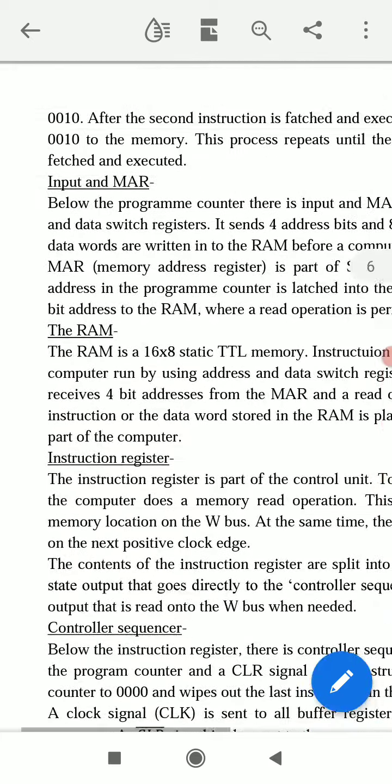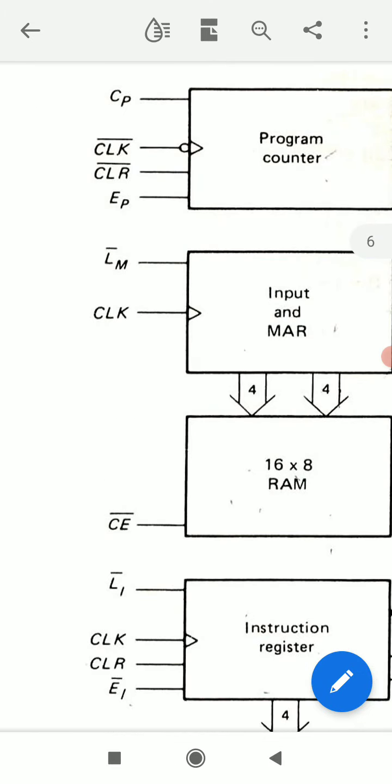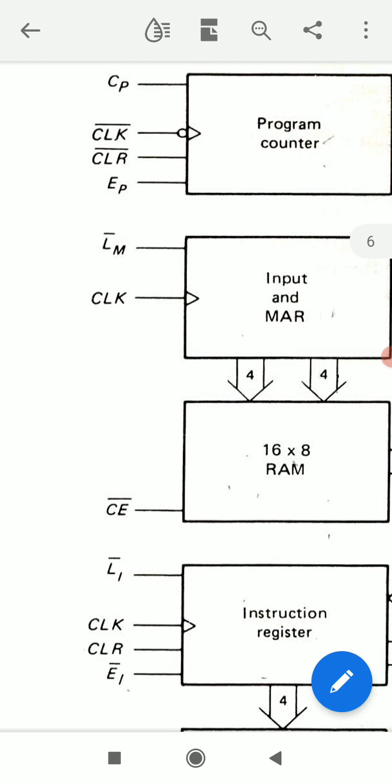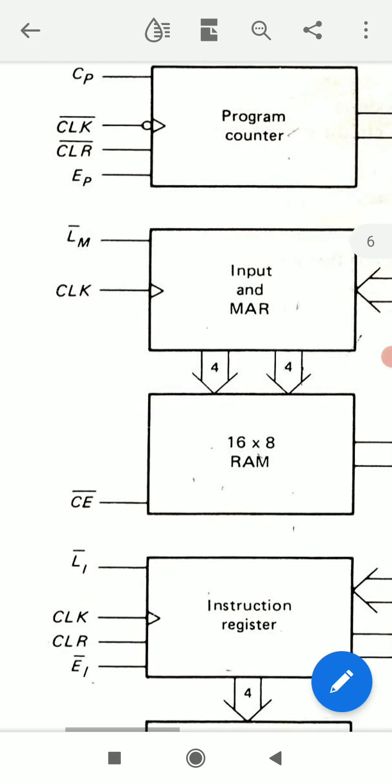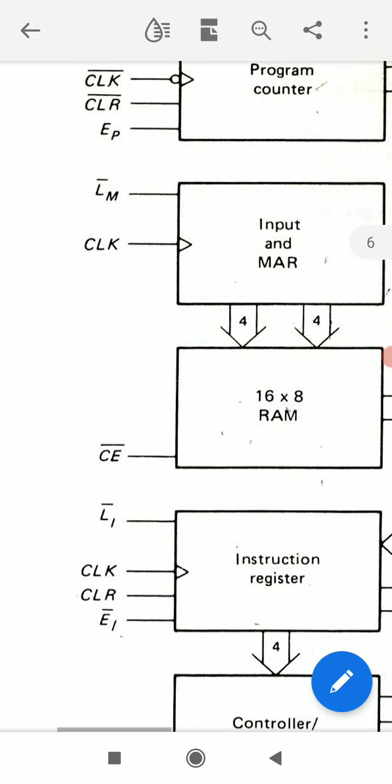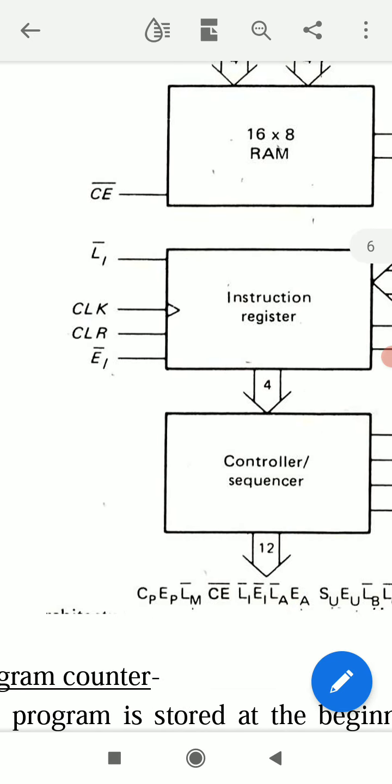This comes from here. CP and EP come from program counter. Then LM bar from input and MAR. LM bar, M for MAR. L means load, load MAR. And bar means it is active when it is 0. LM bar is active when LM bar is 0. Then CE bar is an input signal to RAM. CE means chip enable. It is active when CE bar is 0.